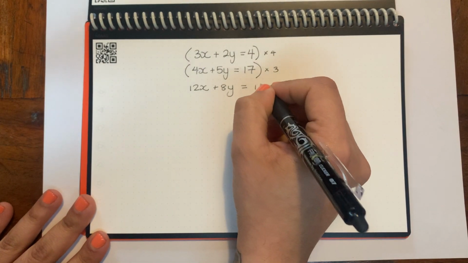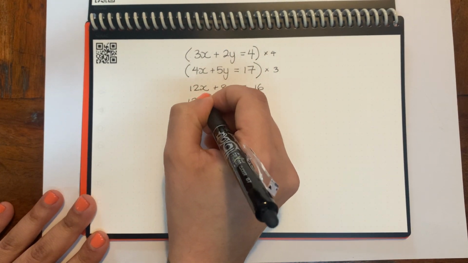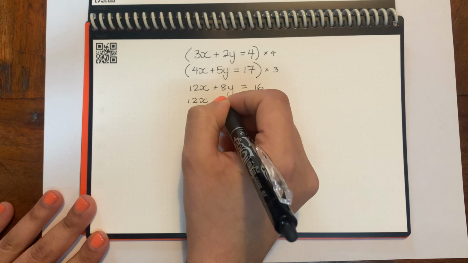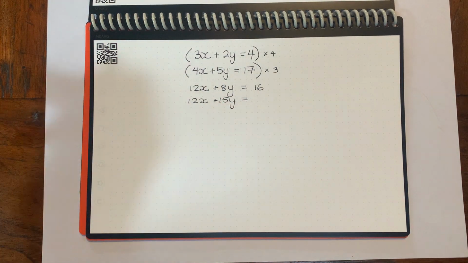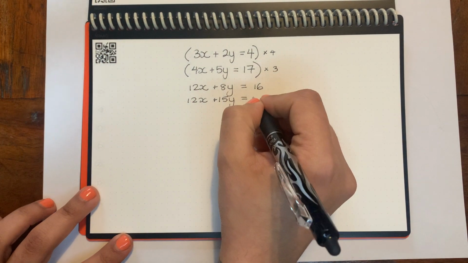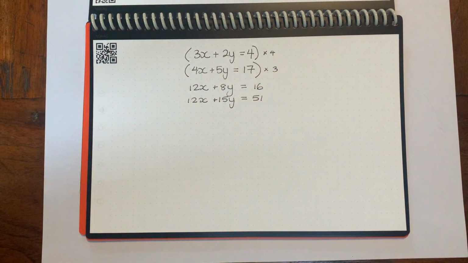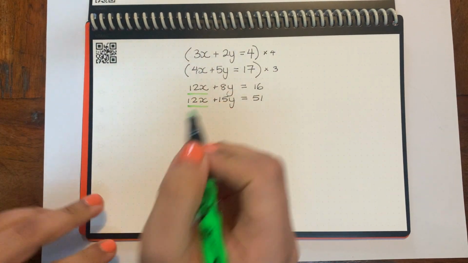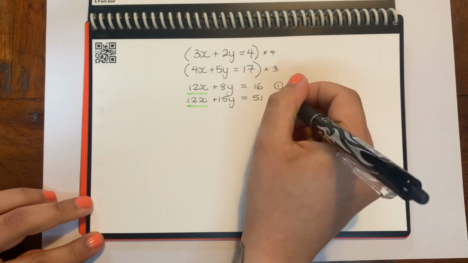4 times 4 is equal to 16, 4x times by 3 is 12x, 5y times by 3 is 15y, and then 17 times by 3, I believe, is 51, but I'm just going to double check that on my calculator. Yes, it is. So now I've got my coefficients of x, the numbers in front of x, being exactly the same. I'm going to label this equation 1 and that equation 2.